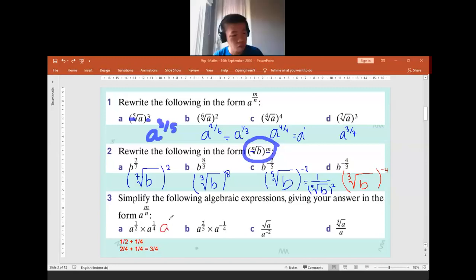Any confusion? Anyone who is confused? No? Okay. If no confusion, let us move to question B. For question B, we have a to the power of 2 per 5 times a to the power of negative 1 per 4.